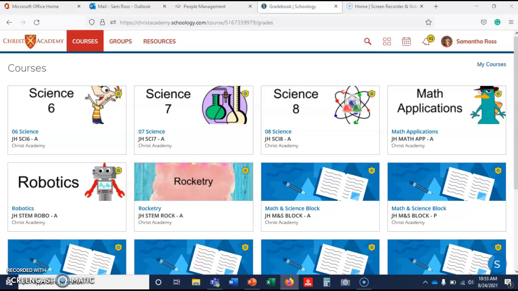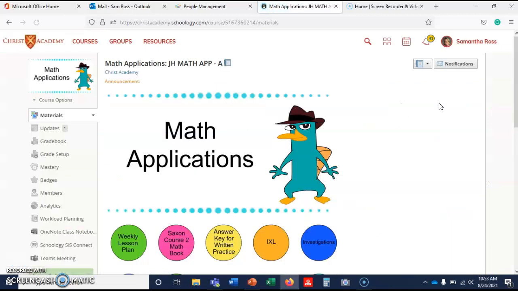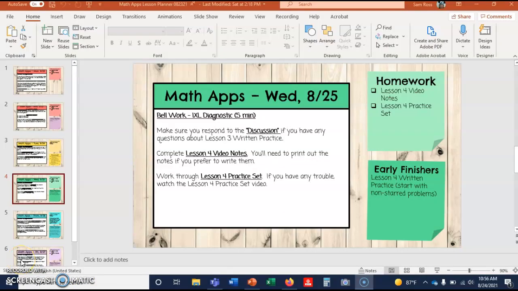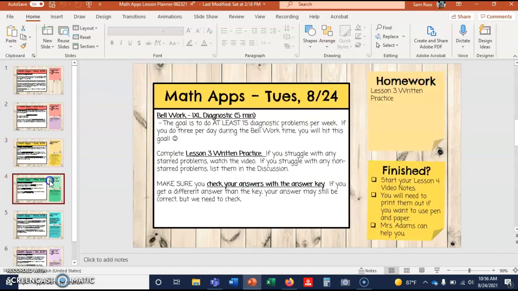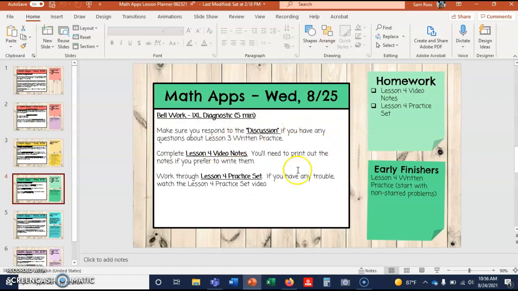So, let's go ahead and get started on what's happening in math apps. Go ahead and click on that. Let's take a look at the. Is it going to open? Okay, so I'm sorry, my computer decided to do something really weird right there. But you have this lesson planner in the weekly lesson planner folder.